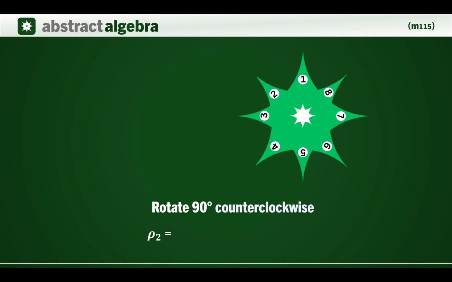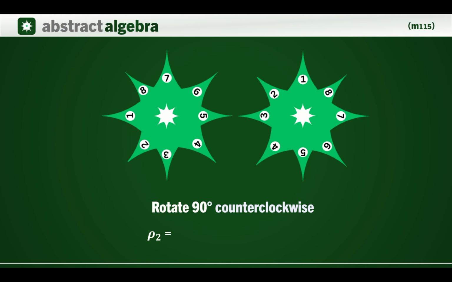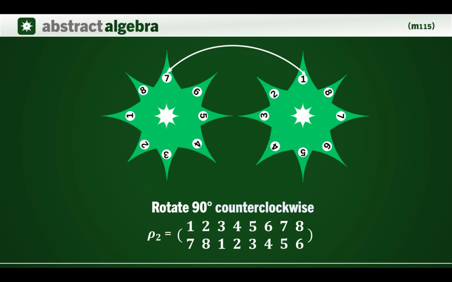Next, we are going to get rho sub 2. Again, we are going to rotate our model 90 degrees counterclockwise. So this is what it looks like. Then after that, we are going to map 1 to 7, 2 to 8, 3 to 1, 4 to 2, 5 to 3, 6 to 4, 7 to 5, and 8 to 6. So this is the result of rho sub 2.